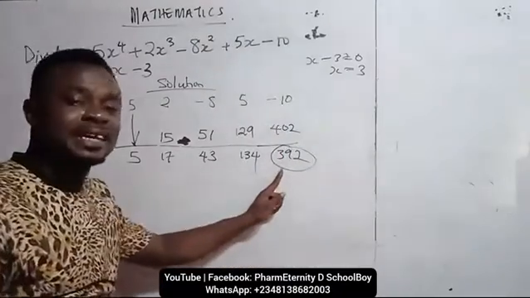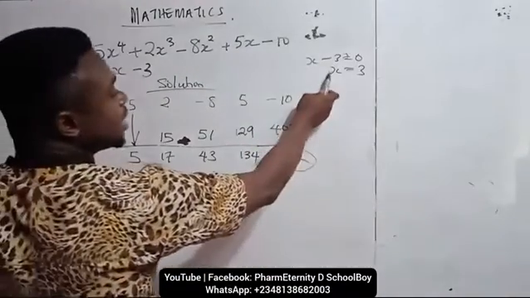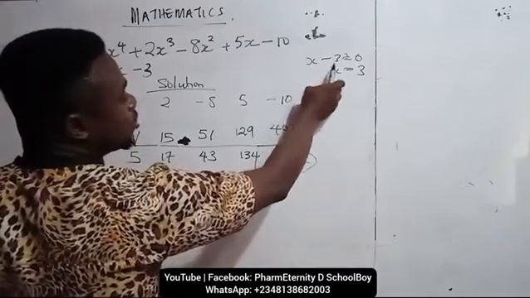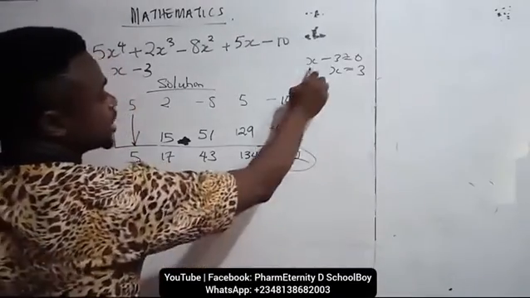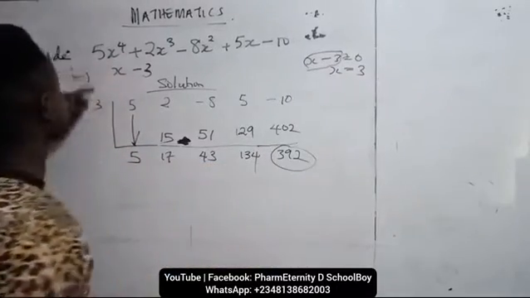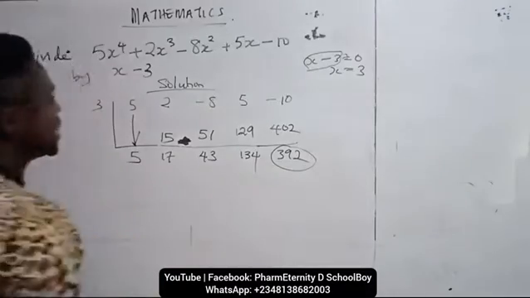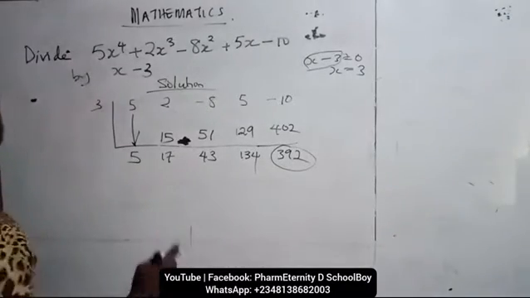There's a remainder. So x minus 3 is not actually a factor of this, because there's a remainder. Now let us get the answer.